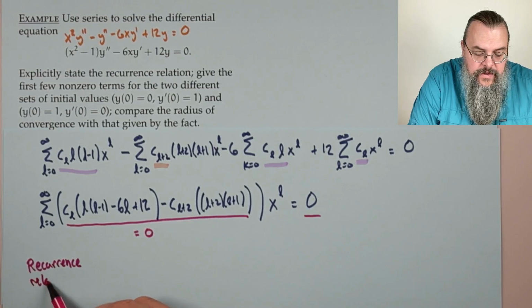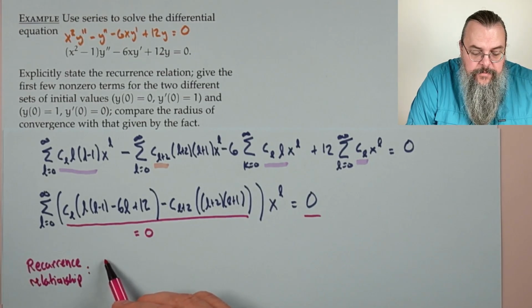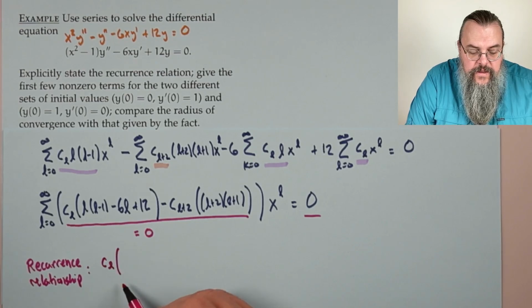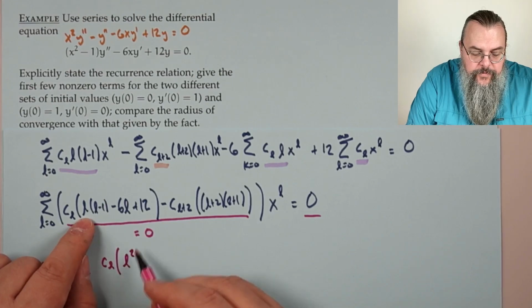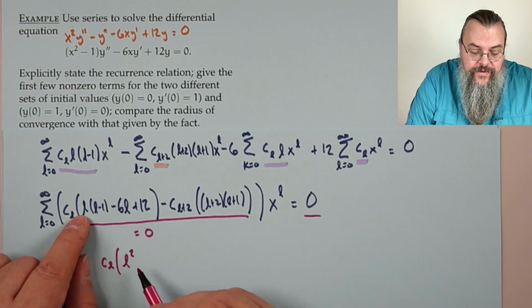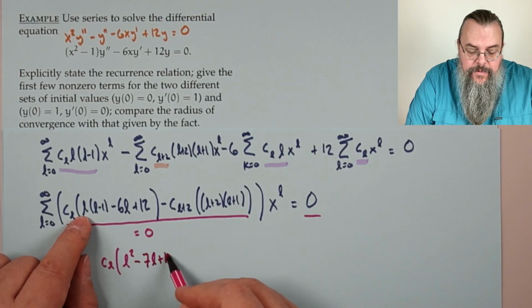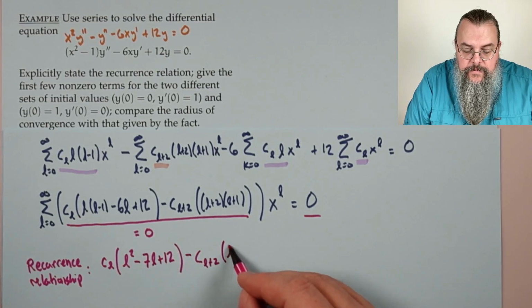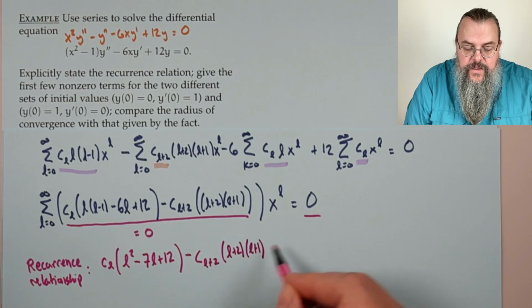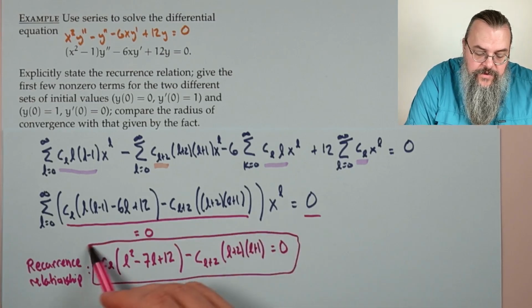So our recurrence relationship, well, we can say it's CL, and let's go ahead and start working on this. We'd have L squared minus L minus 6L gives us minus 7L, and plus 12. And then we have minus CL plus 2 times L plus 2, L plus 1 is equal to 0.